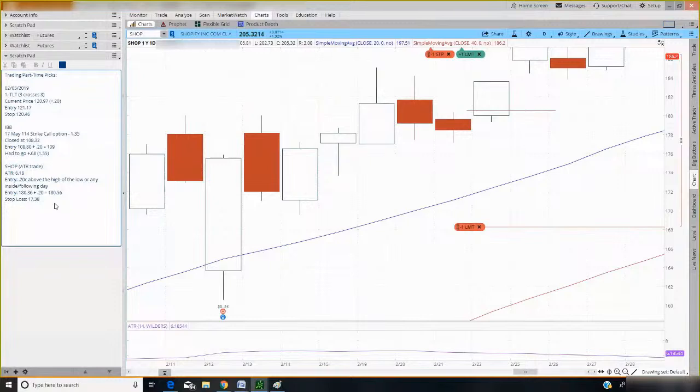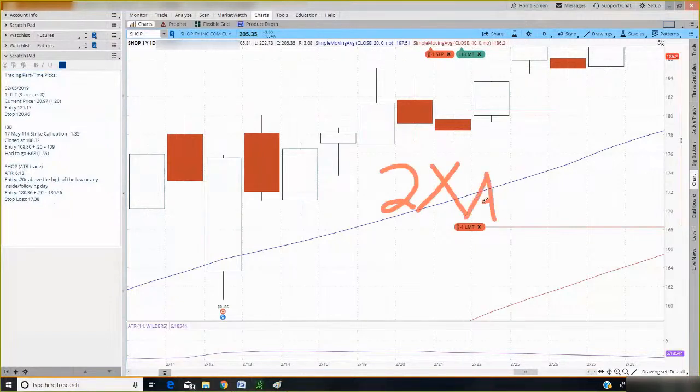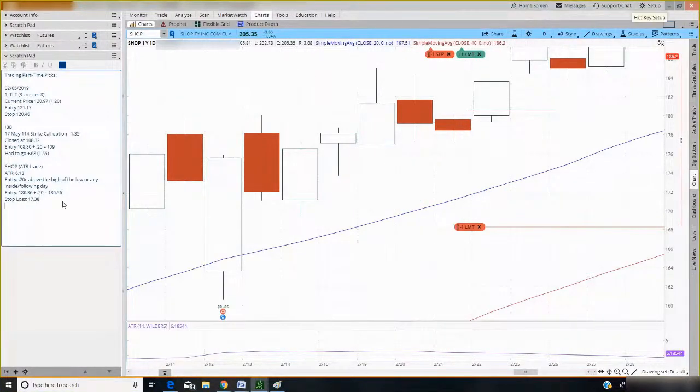What is my target? Our target is 2 times the ATR. That's our initial target. So if I'm getting in at 180.56 plus 6.18 plus 6.18, it's 192.92. That is my target.